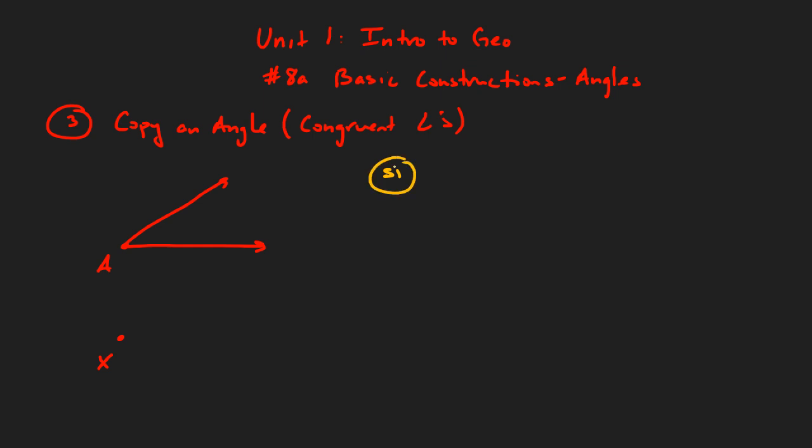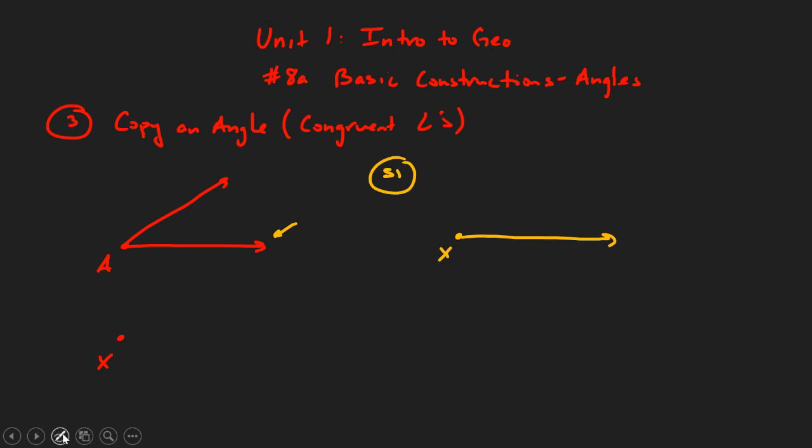So step 1 here. What we're going to do is we're going to take X, and we're going to draw a ray. So this ray is supposed to mimic this bottom ray right here. Okay, there we go. That's step 1.